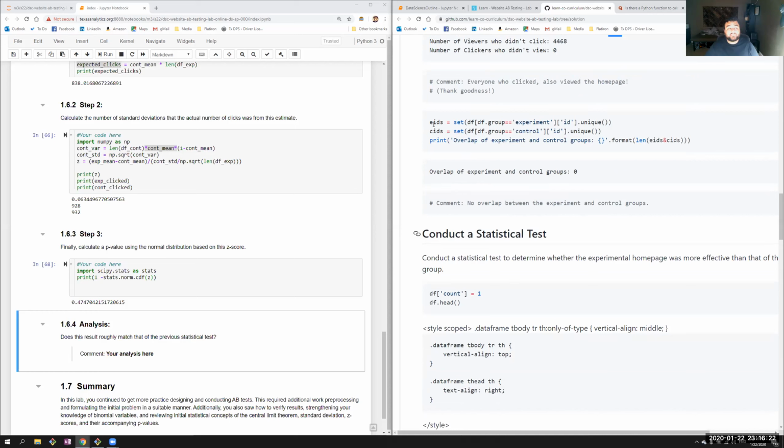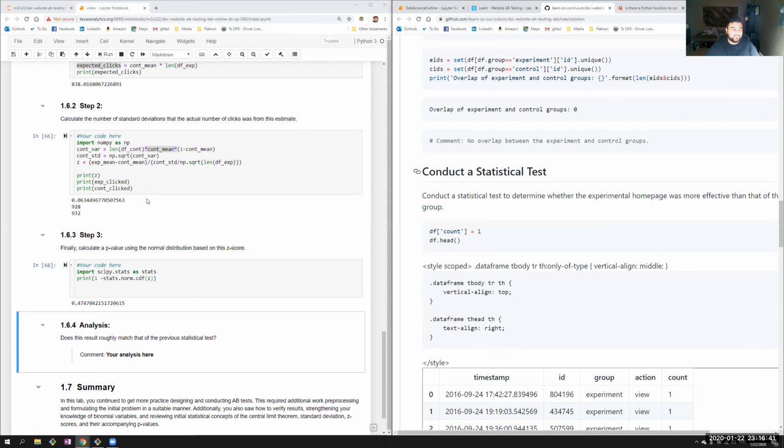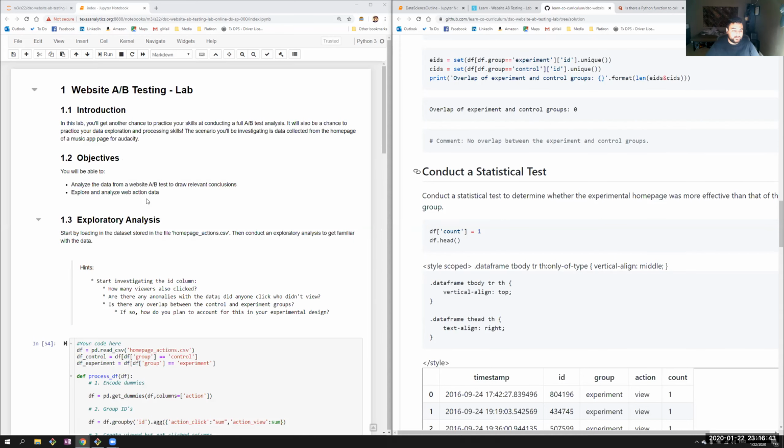EIDs and CIDs, experimental and control. So now they're splitting it up that way. They're going to find the set of unique experimental IDs and the set of control IDs, and do the overlap of experimental and control, and that's 0. And I think that's also what I found. I did a lot of this nitpicky stuff, and then I just consolidated it into my master cell.